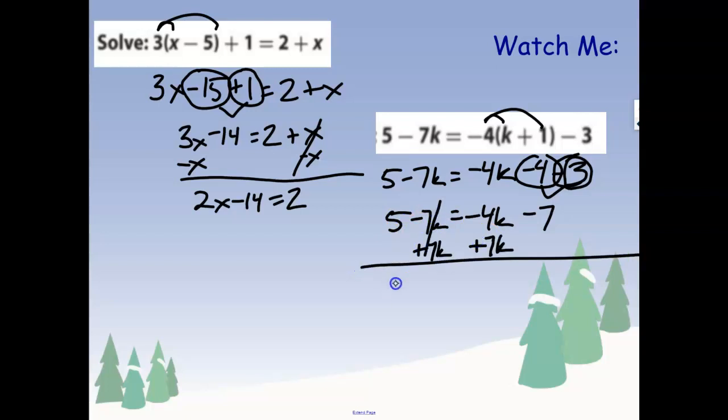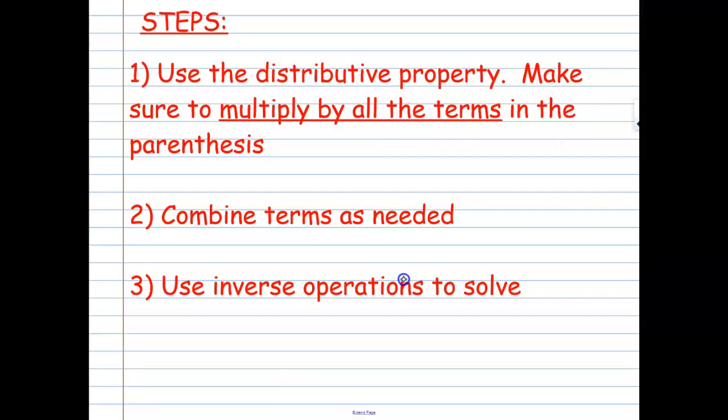And then I'd add that all up and I'd get 5 equals 3k minus 7. And again, I'm not going to solve that. You know how to solve a 2-step equation. All right, so what did I do there?